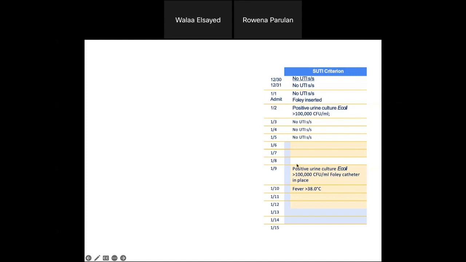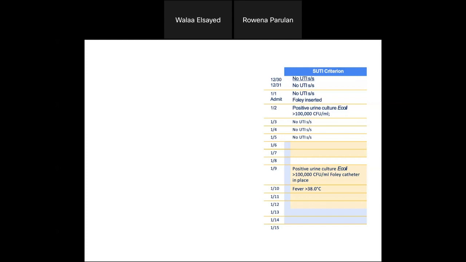Now, if we go down and see 1-9, that is 9th of January, the patient has a positive urine culture of E. coli, 10 raised to power 5 CFUs, and fever on 10th of January. So what is your opinion now? Is it CAUTI or not? Yes, it is a CAUTI. Very right. For what reason? Number one, the patient has a Foley's catheter in place. Number two, the patient has a positive urine culture. Number three, the fever sign and symptom is there.